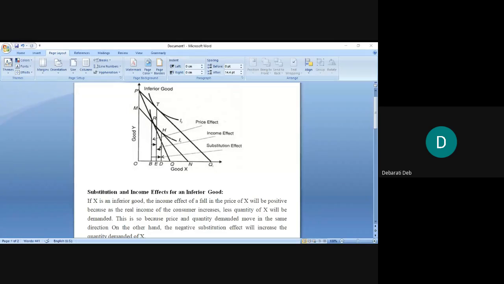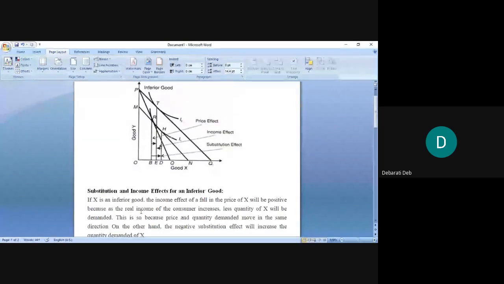Okay, so as you can see on your screen, this is our topic for today. We are going to discuss the next type of good, that is inferior good, and what the scenarios are with respect to substitution effect and income effect in case of an inferior good.